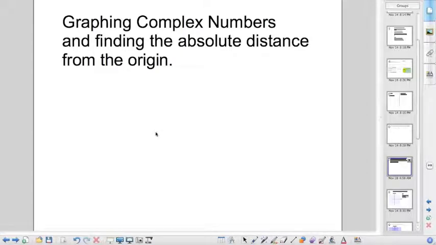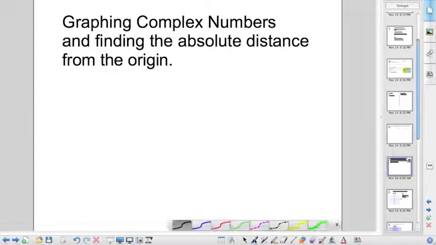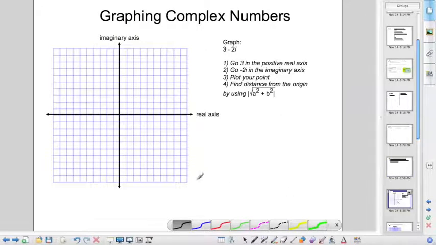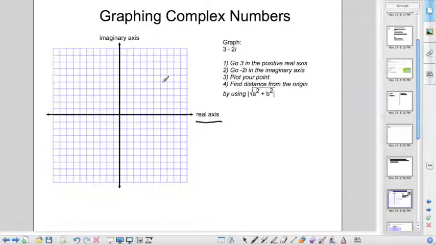Graphing complex numbers and finding the absolute distance from the origin. When you graph complex numbers, you have two axes, the real axis and the imaginary axis.